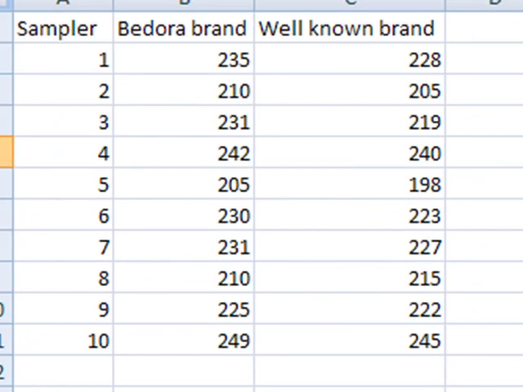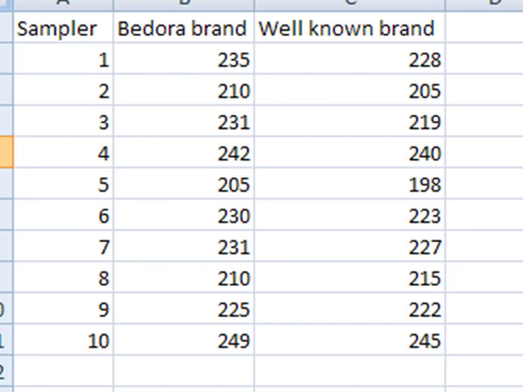What we see on the screen are the results of 10 people, call them sample 1 through 10, and they have given scores to the shirt of the Bedora brand and the well-known brand. So for example, sample 1 gave a total of 235 points to the Bedora brand based on certain criteria that was presented that he or she had to answer, and the well-known brand received 228 points. Sampler 9, for example, gave the Bedora brand 225 and the well-known brand 222.